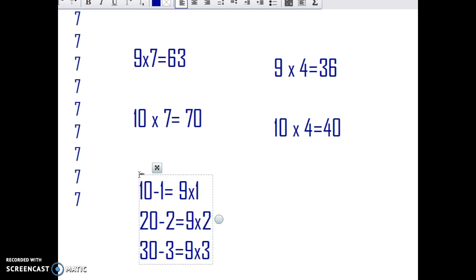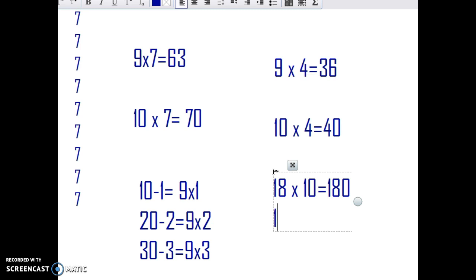And it might seem a little confusing at first, but what's really neat about this pattern of using our tens is that some of the students who have a hard time remembering the facts have been able to apply this to big numbers that they have not studied at all. Let's say like 18 times 10 would equal 180. Okay, so then you would subtract 18 from that, which would be 18 times 9, and that would be 162.